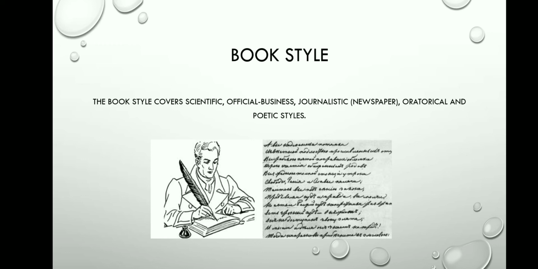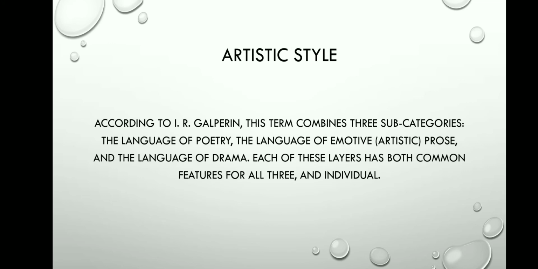The book style covers scientific, official business, poetic styles, or radical styles. Journalistic means newspaper style, right? The next one is the artistic style. According to Gelfand, this term combines three subcategories: the language of poetry, the language of emotive, or artistic prose, and the language of drama.